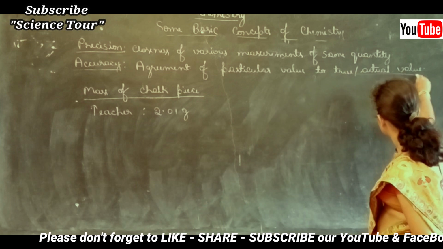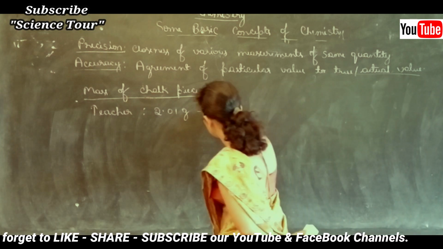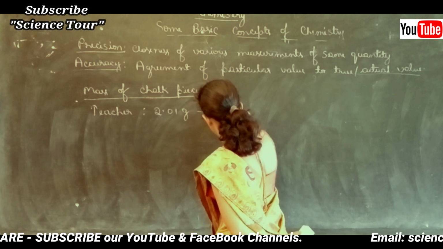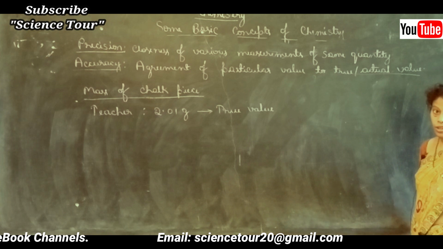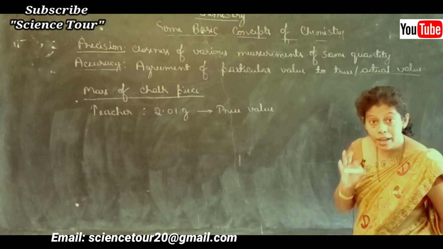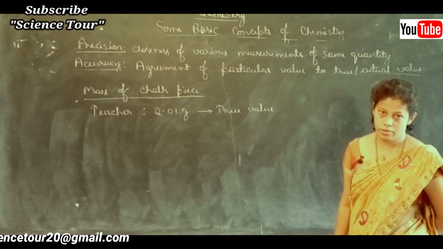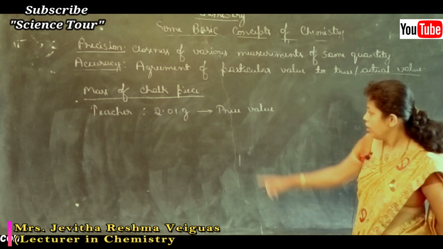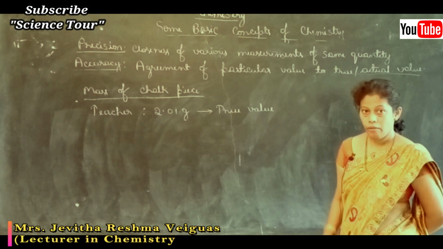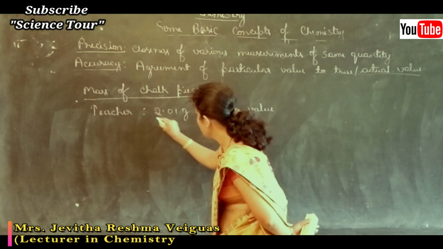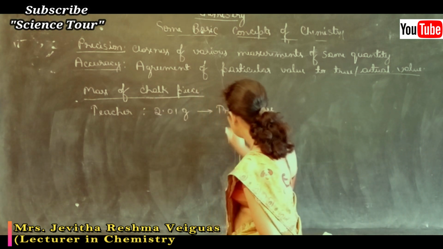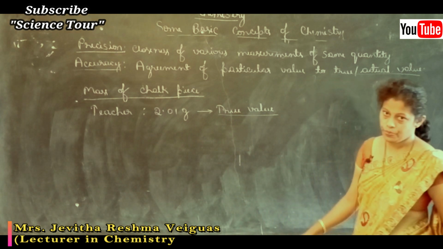And that value is considered as the true value. So this is the true value. Why? Because the teacher is an expert in experiments. Any measurement done by an expert is the true value. When the teacher measured the mass of the chalk piece, 2.01 gram was found, and it is considered as the true value.